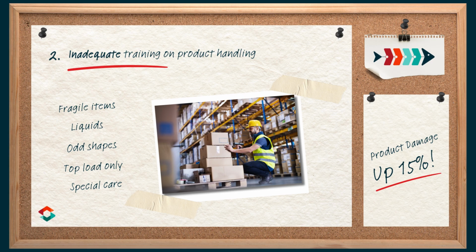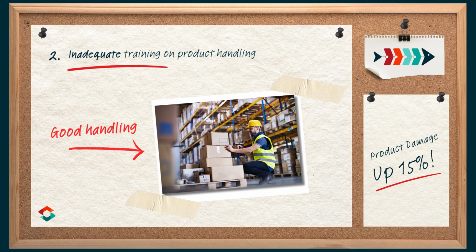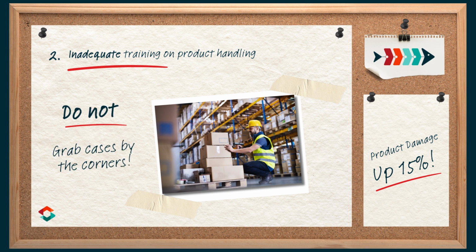Too often, product handling is treated like common sense. But unless you've shown people what good handling looks like clearly, consistently, and contextually, you're going to see damage where it could have been avoided. Some examples: grabbing cases by the corners and ripping packaging, dragging instead of lifting, using the wrong type of equipment for the product, or ignoring handle with care instructions because no one explained what that actually means in practice.